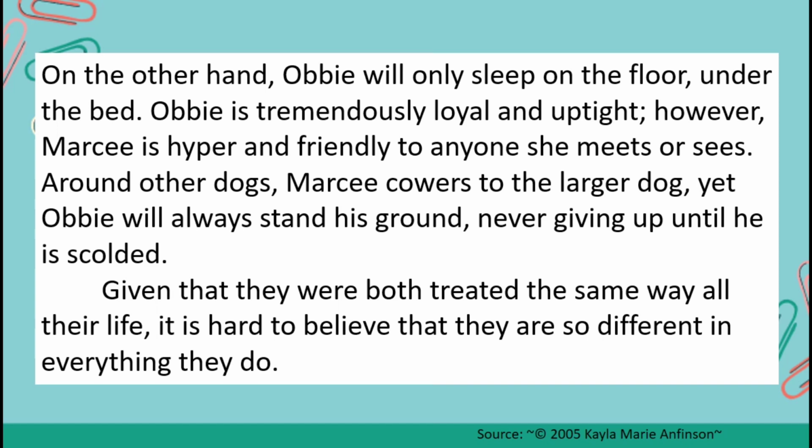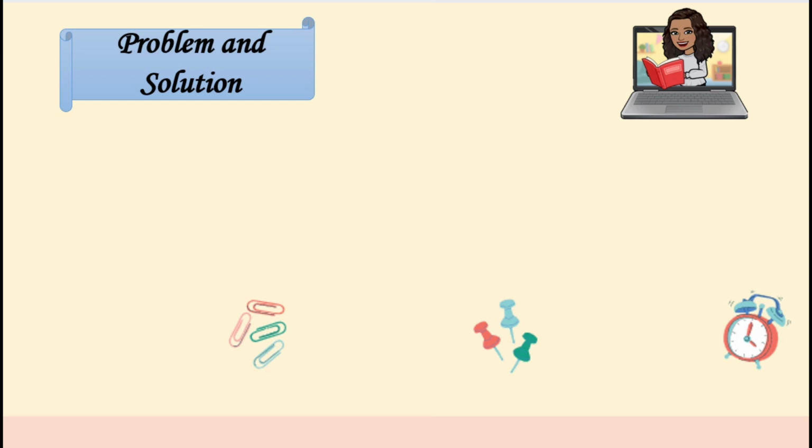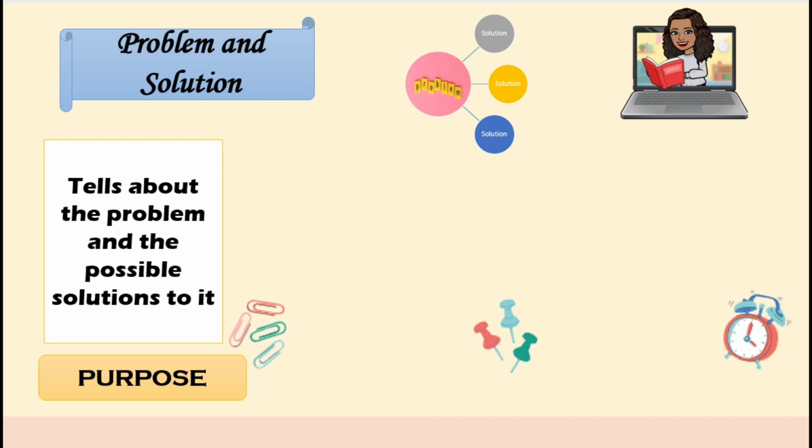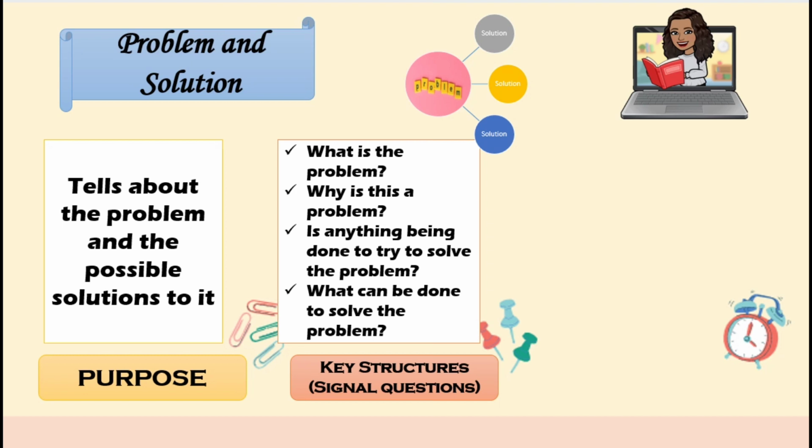Now for our fifth and last type of factual and informational text, we have here problem and solution. Problem and solution tells about the problem and the possible solutions to it. These are the questions we need to ask ourselves, or the key structures or signal questions for problem and solution. Number 1. What is the problem? Why is this a problem? Is anything being done to try to solve the problem? What can be done to solve the problem?